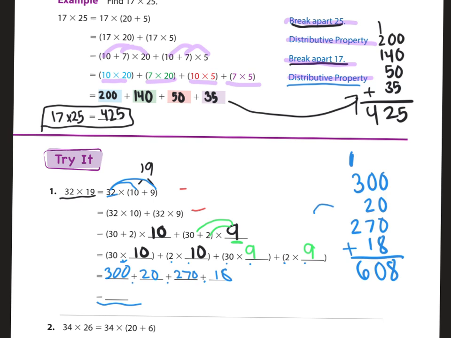I wrote all of the add-ins here on the side to help me organize my work. And if I make a mistake, I can easily see where that occurred. My answer is 608. 608 is the answer to 32 times 19.